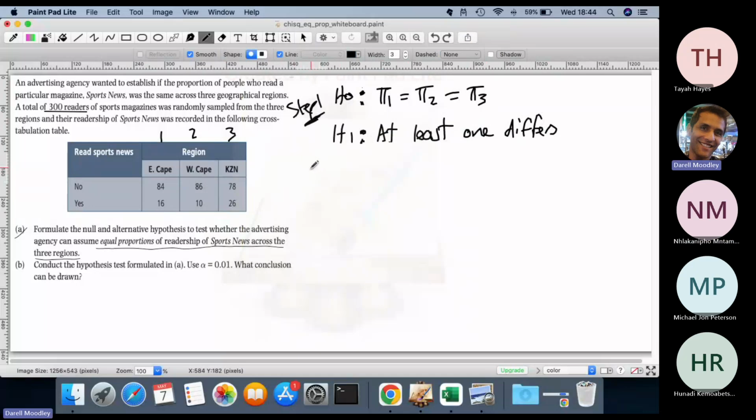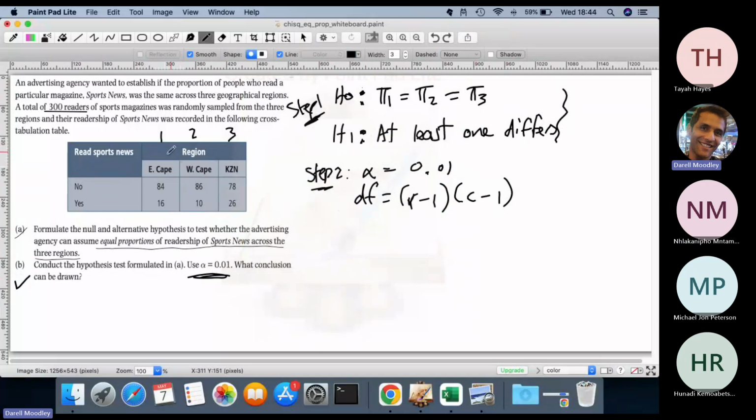Okay, you find your rejection region. So to do that, you look at what your alpha is. What is our alpha? You read the question. 0.01. So now we're actually answering question B. Question A was just to do this. That's just step one. Now question B wants you to do step 2, 3, 4, and 5. So your alpha is 0.01, in other words, 1%. Your degrees of freedom, like I told you earlier, is R minus 1 times C minus 1. And so we've got 2 rows, 3 columns, just like before. So this would be 2.